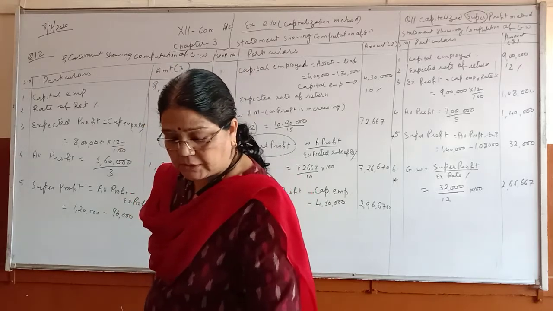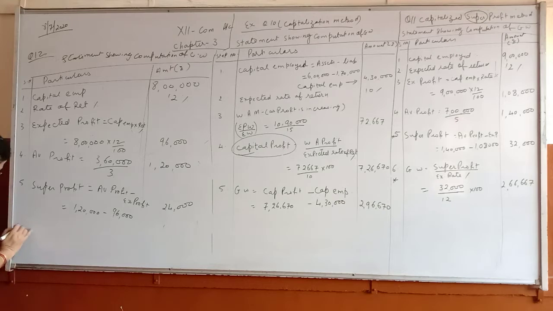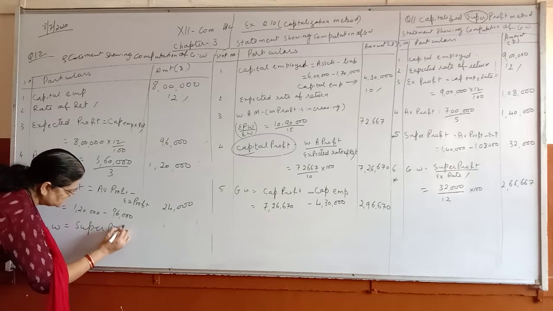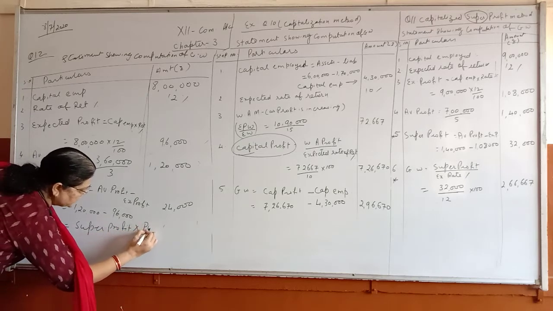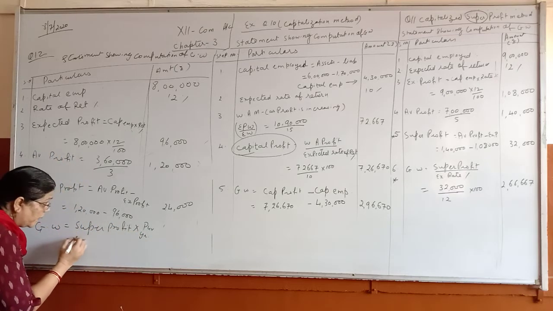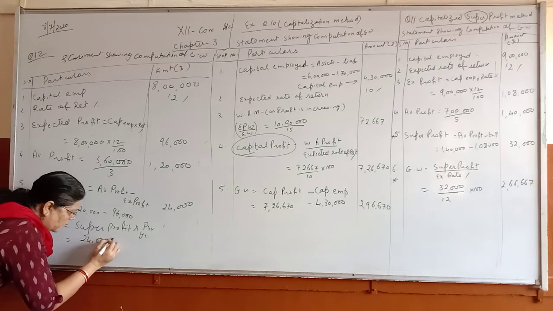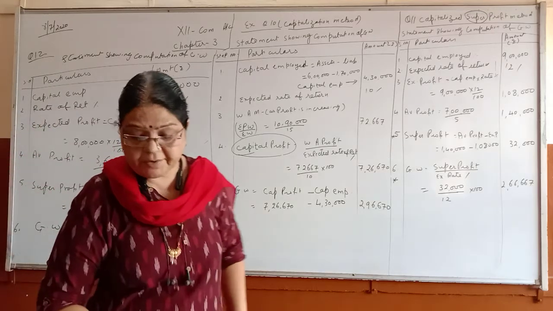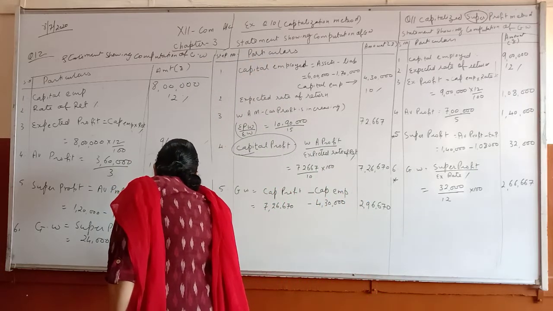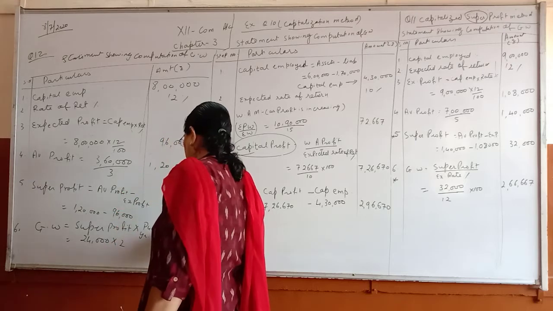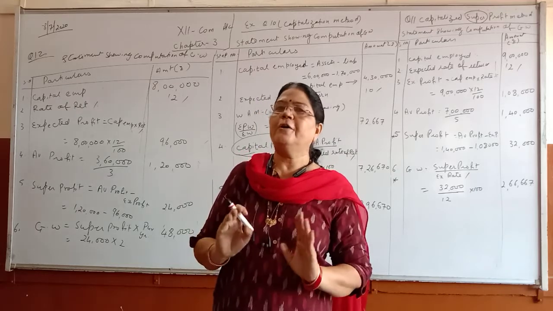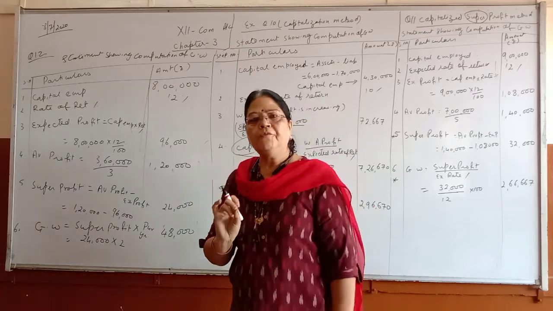And the sixth point is goodwill. Goodwill is equal to super profit multiplied by purchase years. In this sum, purchase years is given. So super profit is 24,000 multiplied by how many purchase years have they given? 2. So when you multiply by 2, you will get 48,000, the value of goodwill. Very simple sum. Only you have to learn the format.